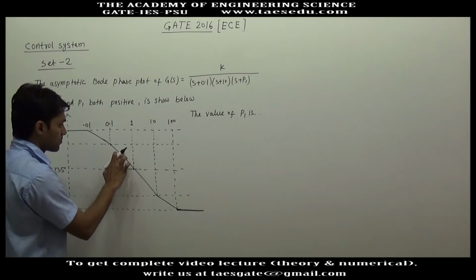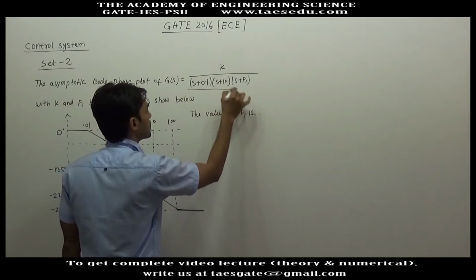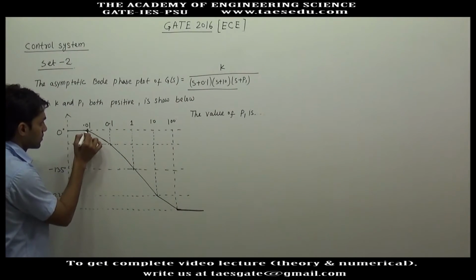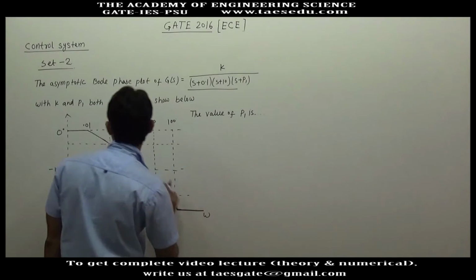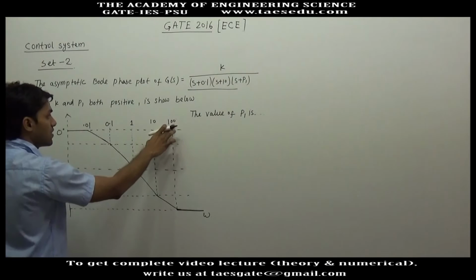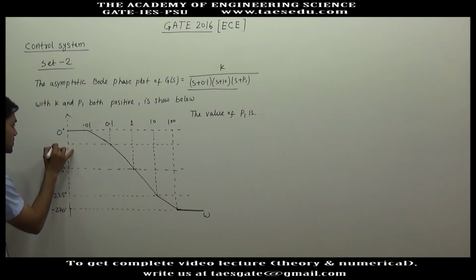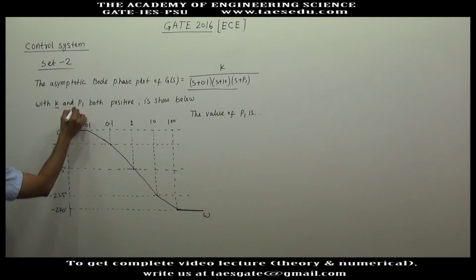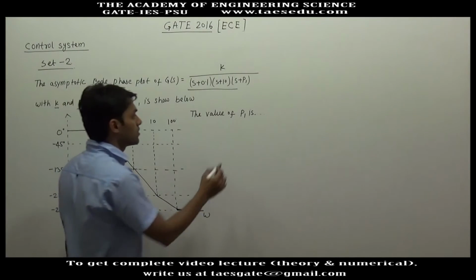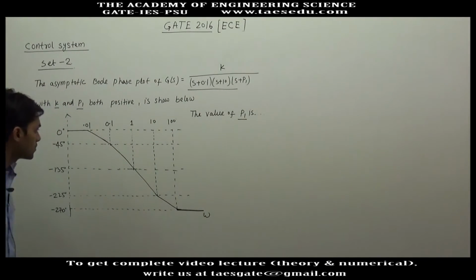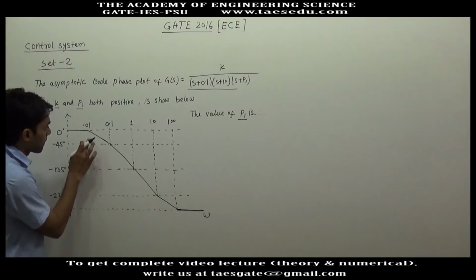The asymptotic phase plot of a transfer function is given. This is the frequency axis omega, with 0.01 radian per second and 100 radian per second marked. This is 0 degree, minus 270 degree, and this is minus 45 degree. This is the asymptotic Bode phase plot of G(s)H(s). It is given that k and p1 both are positive, and we have to find out the value of p1.